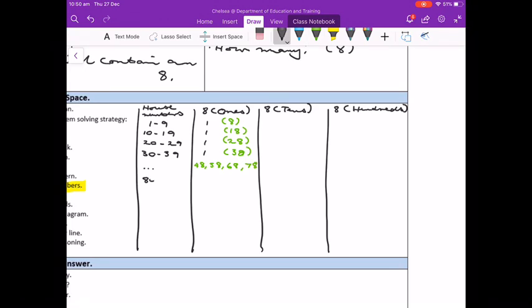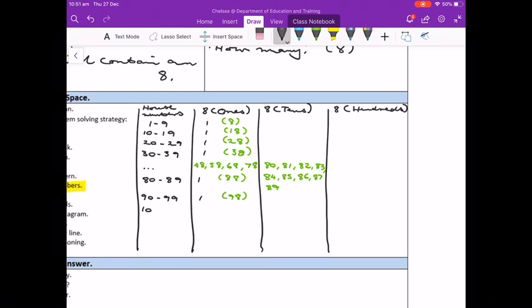Let's move on from 80 to 89. We know we are going to have 1 in the ones, which would be 88. In the tens column, however, we will have 80, 81, 82, 83, 84, 85, 86, 87, and 89, because we already have the 88 in that other column. From 90 to 99, again, we will have 1.